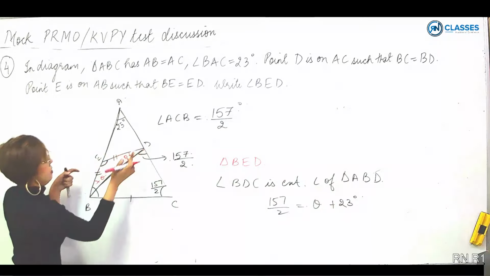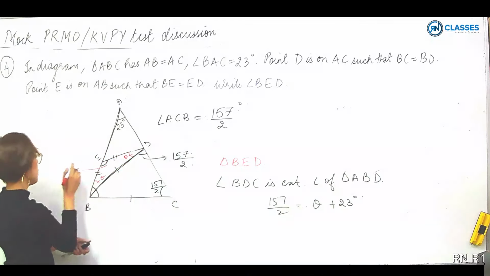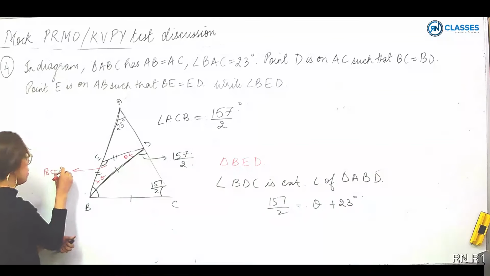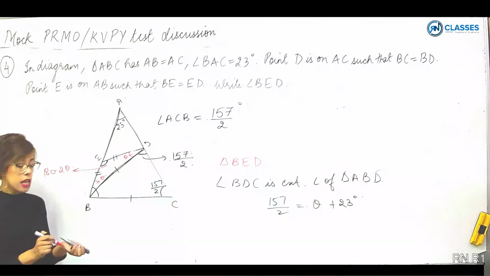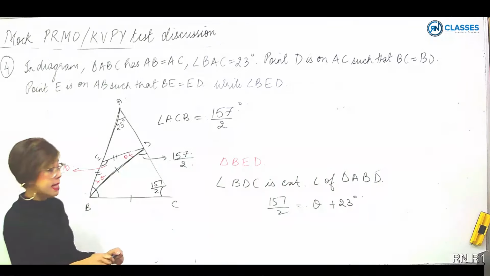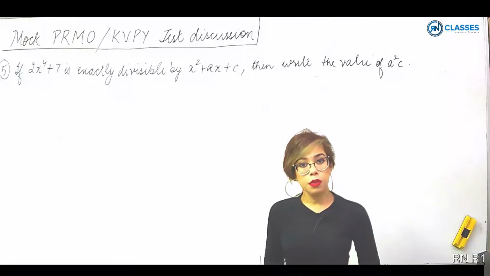I am interested in this angle. Now BED is obviously a triangle. So this is theta, this is theta, and you have this as 180 minus 2 theta. Find the value of theta, substitute it, and you will get the answer, which will turn out to be 60. On to the next one.